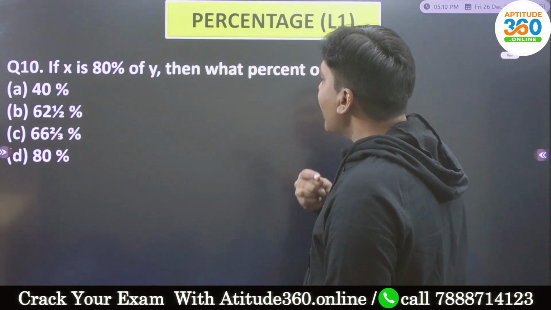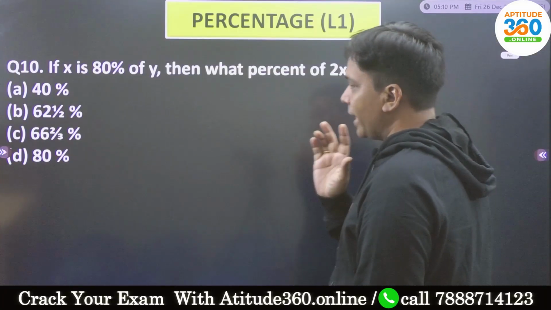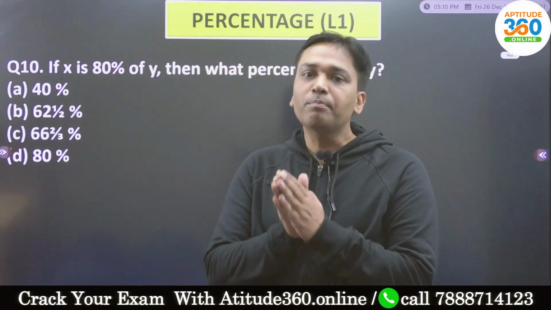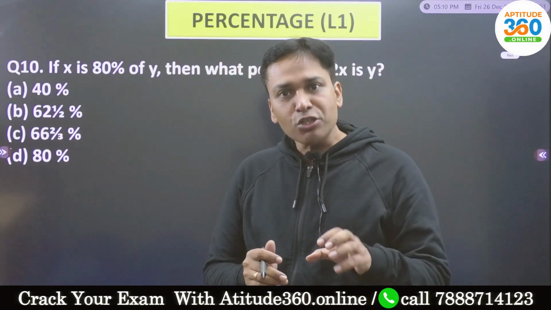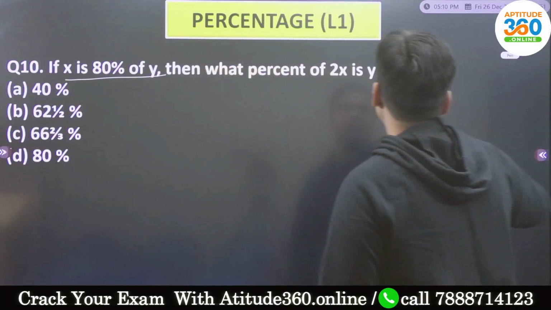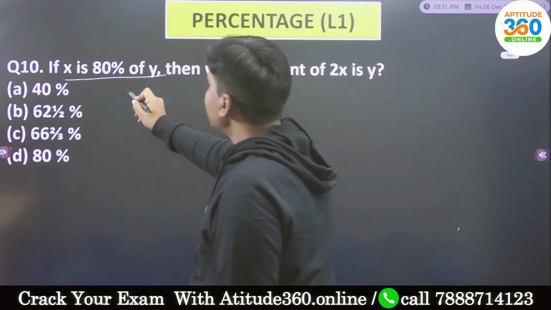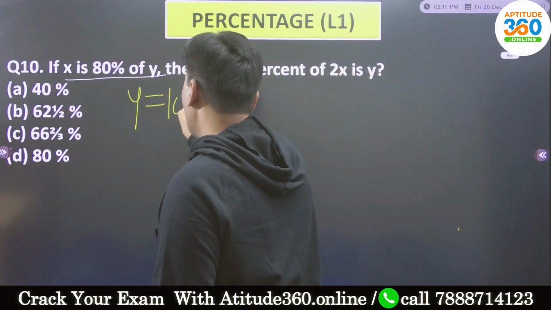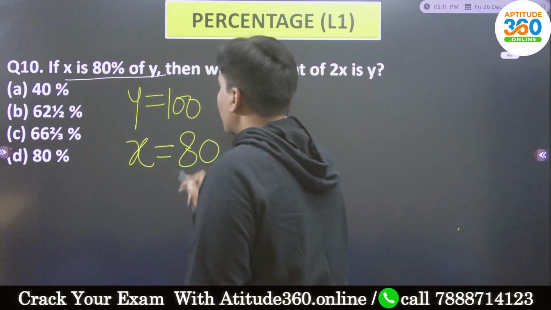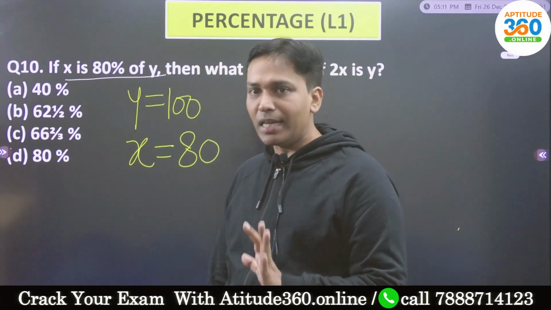If x is 80% of y, then what percent of 2x is y? What have we learned in our video lessons? जहां से comparison शुरू होगा, that value should be taken as 100, right? If x is 80% of y, so x is getting compared with y. So I will be taking y as 100. और जैसे ही आपने y को 100 लिया, x is nothing but 80, because 80% of 100 is going to be 80 for sure. कोई पेन उठाने की जरूरत इसमें तो है नहीं आपको.